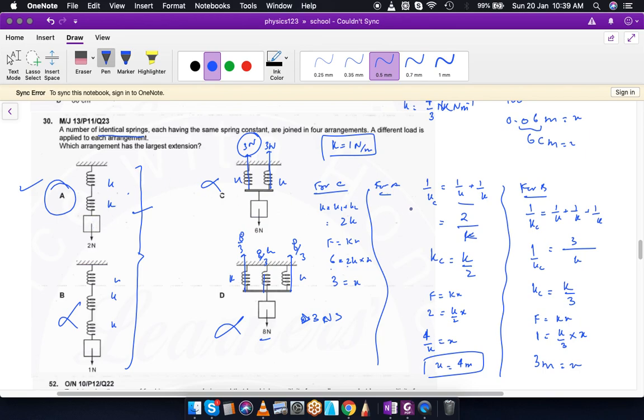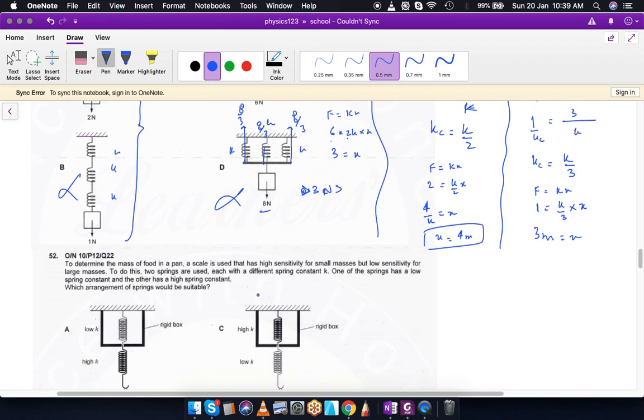Alright, so it did get me to work a bit, but as you go on, you need to understand this, that usually I always check the series ones first, so they will obviously have a greater chance of showing greater extension, because in series the forces remain the same.